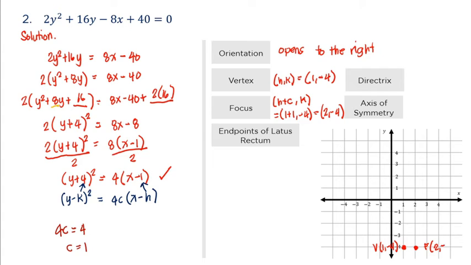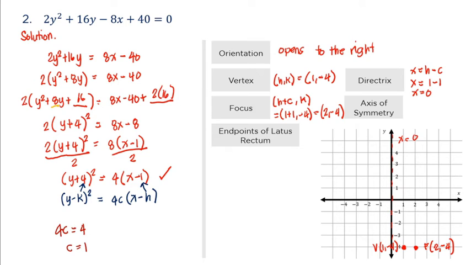There. Okay? Next for the directrix. Since nasa right yung focus, yung directrix naman nasa left. So we will subtract c units sa vertex, right? So in this case, since si x yung nag-change, you have x equal to h, so subtract tayo ng c. So we have x equal to h, which is 1 minus 1. So we have x equal to 0. And actually, that is just our y-axis, right? So that is our directrix. Okay. Next naman ay yung axis of symmetry.